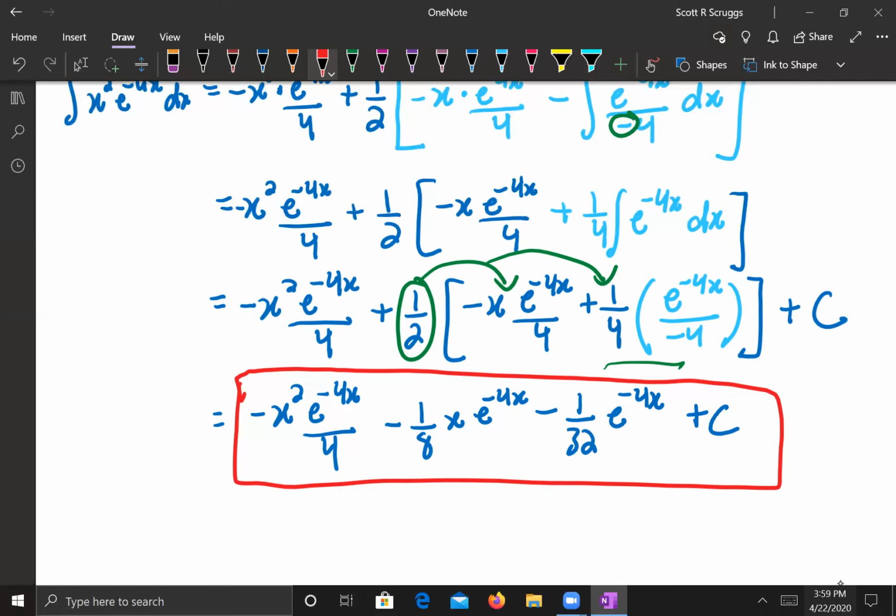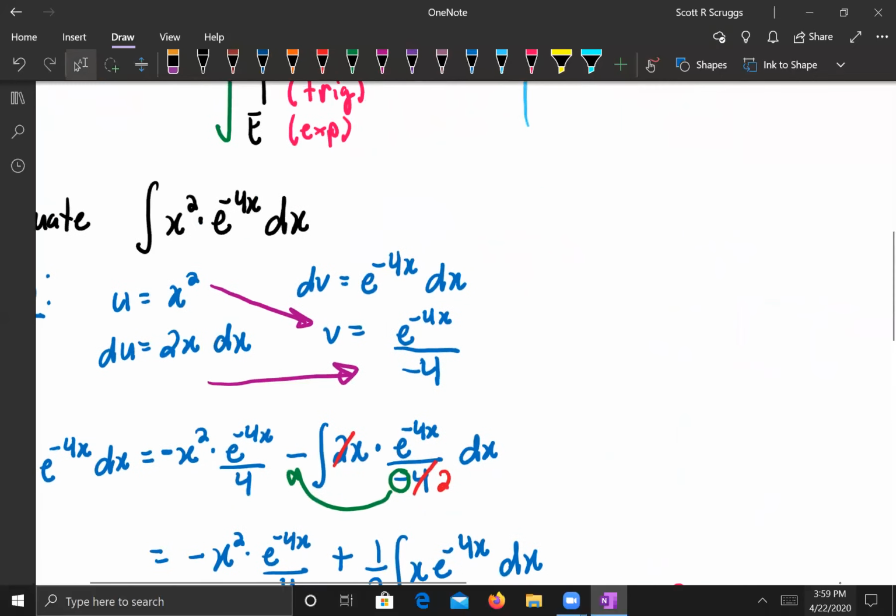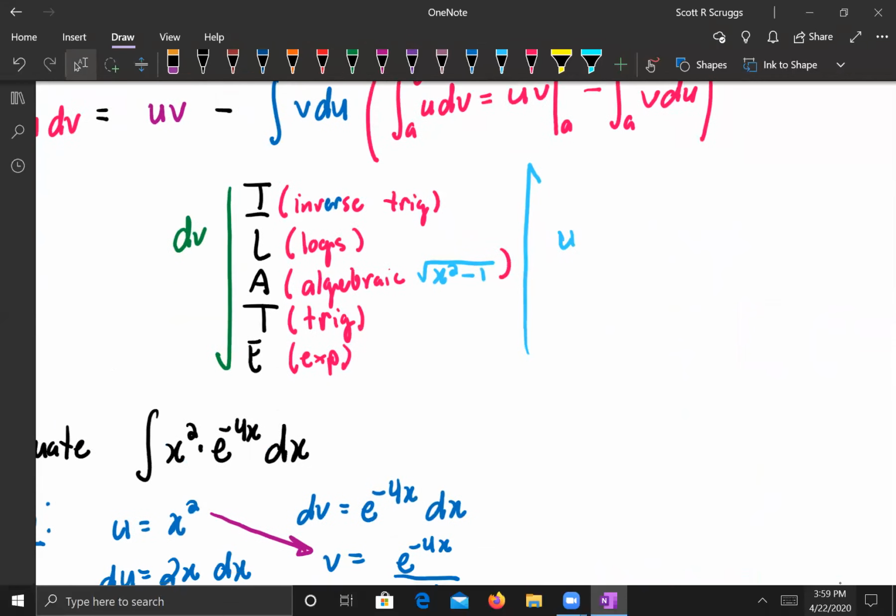I have a quick question about the way you annotated your ILATE acronym. So maybe I wasn't paying attention. The arrowhead, does that go to the most preferred or the least preferred per side? Most preferred. So for dv, E is always, okay, yeah, that makes sense. Okay, yeah, I should have clarified that better. Yeah, so exponential will have the highest hierarchy for dv, and inverse trig will always have the highest hierarchy for u. Okay, perfect, thank you. You're welcome.